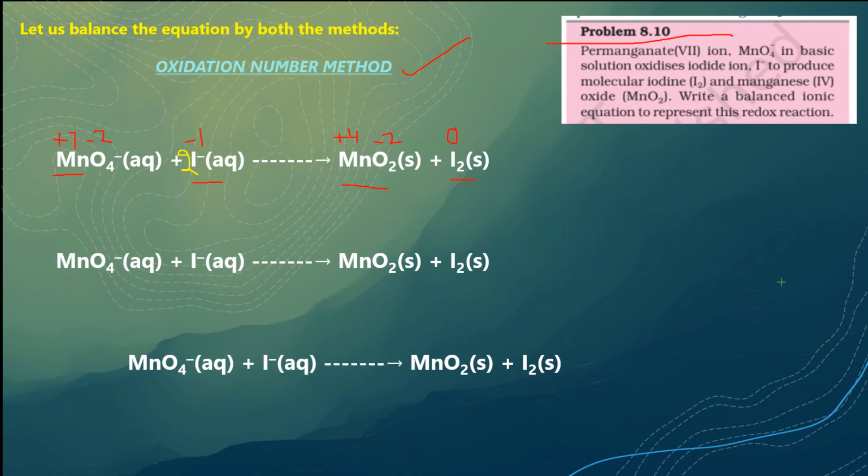Once I get this 2I minus, right? We have seen that Mn plus 7 is changing to plus 4. That means gaining 3 electrons, and there is only one Mn on the left hand side, one on the right hand side, so it is fine. Iodine minus 1 to 0 means it is losing 1 electron, and there are 2 iodines, so how many electrons are being lost? 2 electrons are being lost in moving from minus 1 to 0 charge.